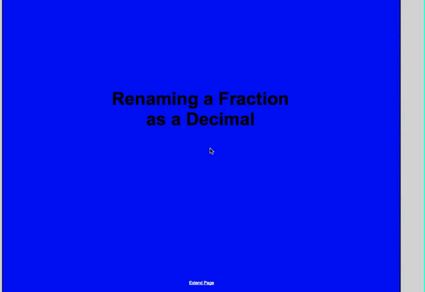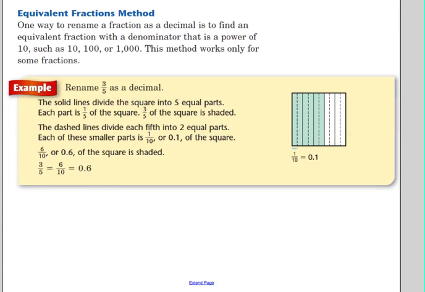Video 37, Math Lesson 5.5. Today we'll talk about how to rename a fraction as a decimal. This is the information from the student reference book, about the equivalent fractions method.